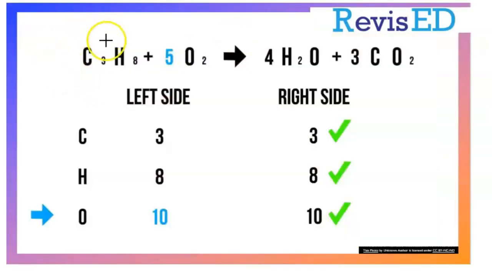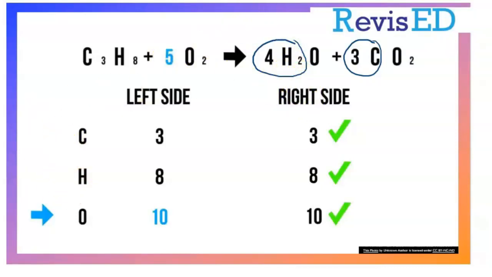Next, see the example. What we have to do: first see what elements we are having, then the numbers of them, and then balance from the left to the right hand side. If there are 3 carbons here, then there should be 3 carbons on the right hand side too. There are 8 hydrogens on the left hand side, so there should be 8 hydrogens on the right hand side too, right?